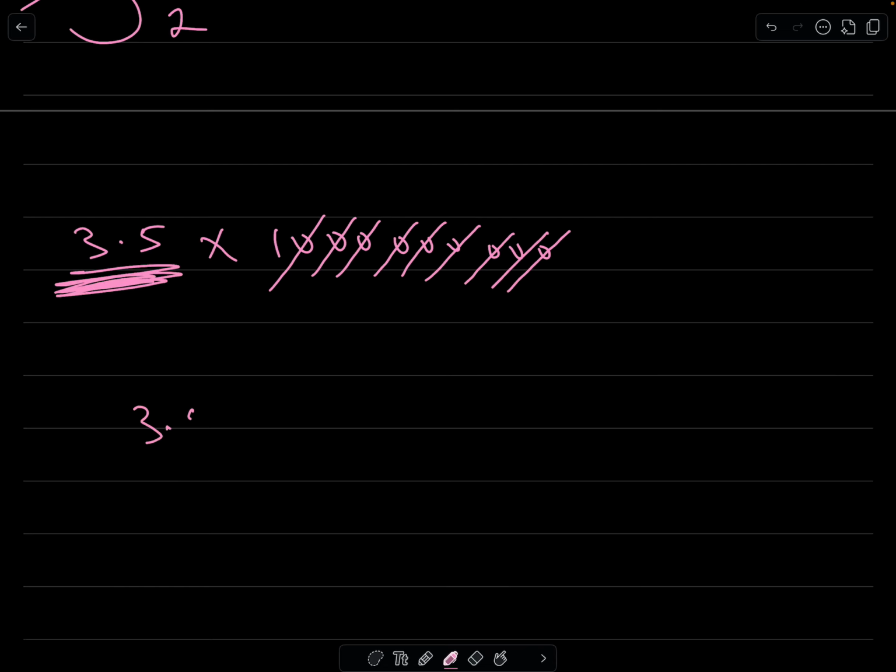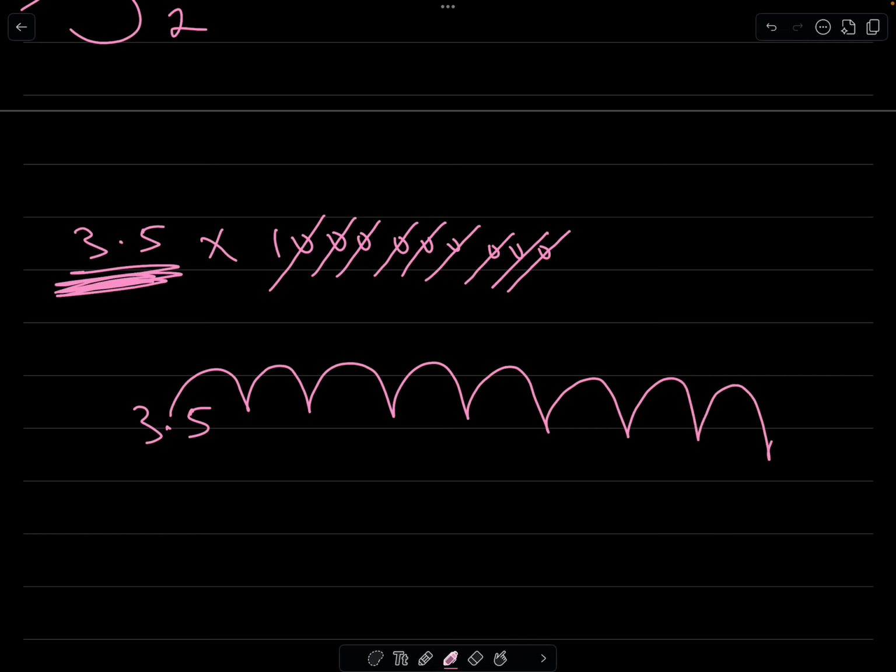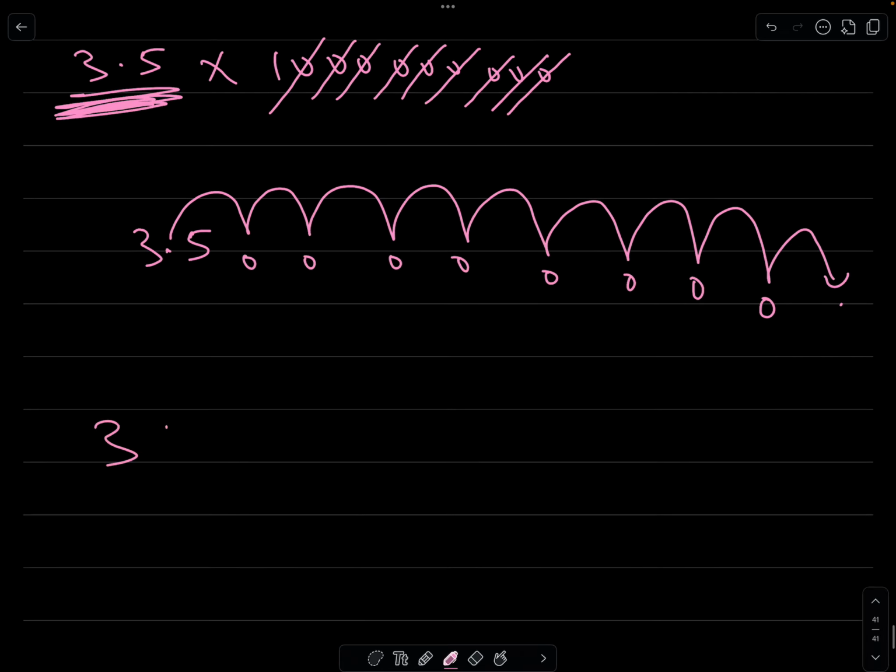Let me write it here. 3.5. I move the decimal forward 9 times: 1, 2, 3, 4, 5, 6, 7, 8, 9. The point is here now, so you have to put zeros here. So the answer will now be 3, 5. Let's count the number of zeros: 1, 2, 3, 4, 5, 6, 7, 8. And you put the 8 zeros.